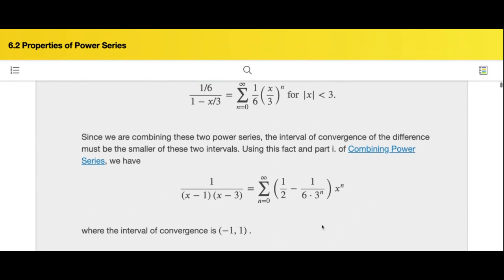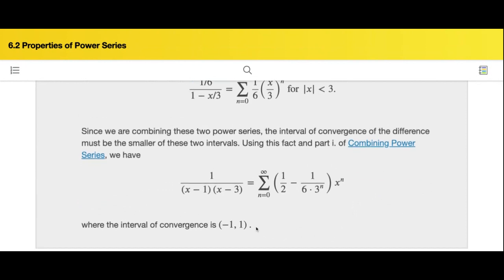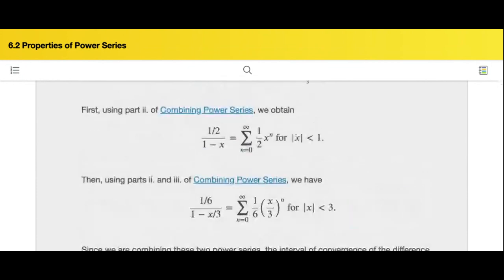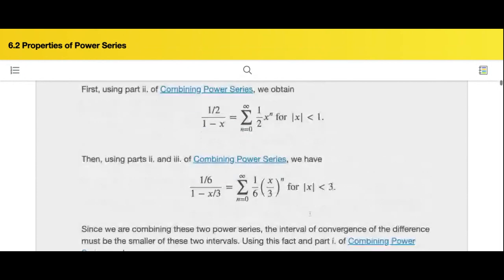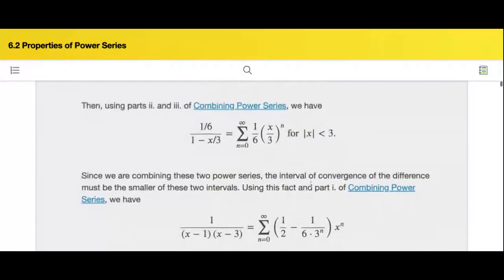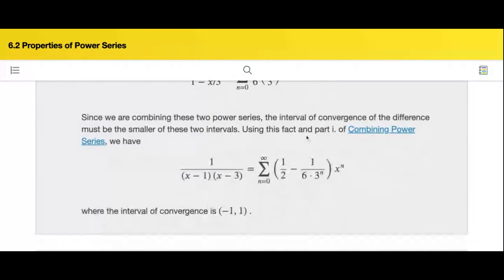And then the interval of convergence has to be -1 to 1, because the first part is from -1 to 1, the second part is from -3 to 3, and the common interval is -1 to 1. Any questions?